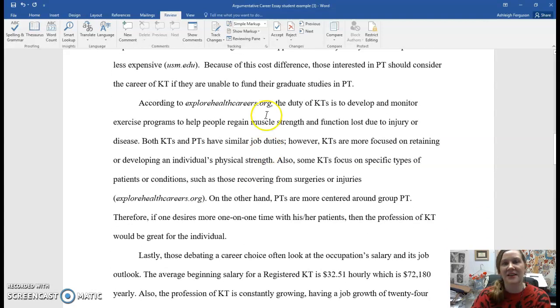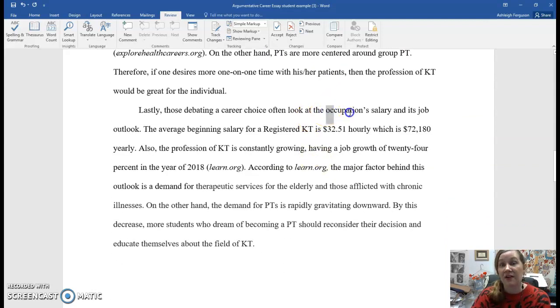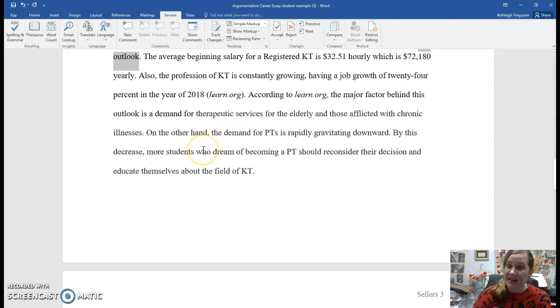He also goes into the duties, several duties actually, later in the paragraph. He later goes into the occupation salary, okay, as well as its job outlook. And he talks about these as the major reasons that someone should go into maybe kinesiotherapy instead of physical therapy, okay? It's not a comparison and contrast essay. It's more, this is a better alternative for those who have financial issues and can't stay in school for really long, okay? So use his essay as a guide.